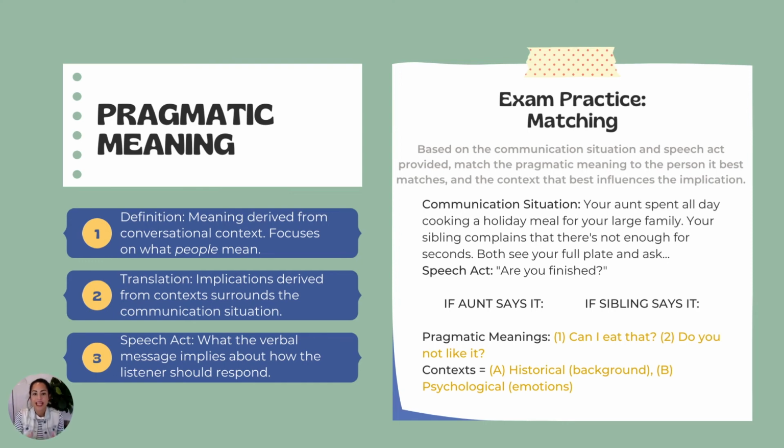So let's take a second and think if we think the same things. Go ahead and pause the video for a second and think, okay, what is my aunt saying by saying, "Are you finished?" And what is my sibling saying by saying, "Are you finished?" I have the pragmatic meanings labeled 1 and 2. For the context, I have it labeled A and B. Just put the 1 or the 2 and the A or the B next to each title. So I'll give you just a second, press play when you're ready.